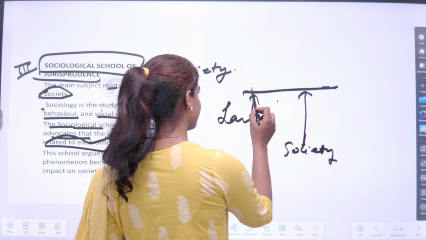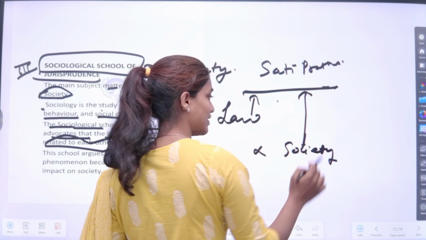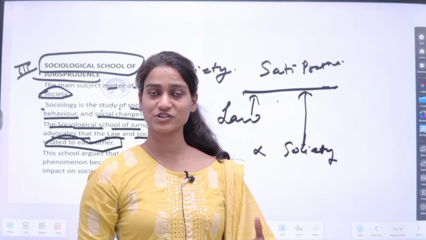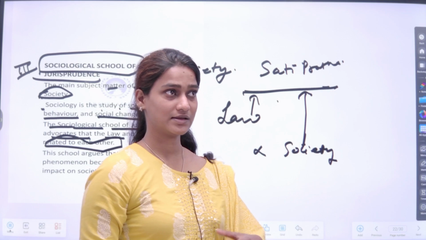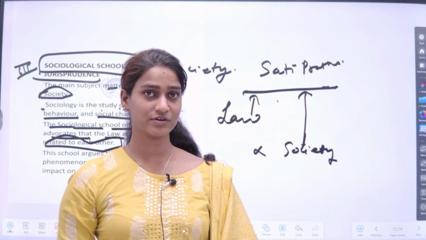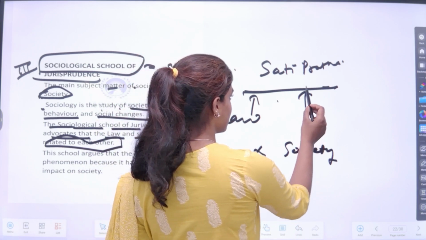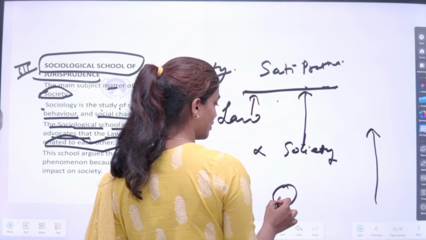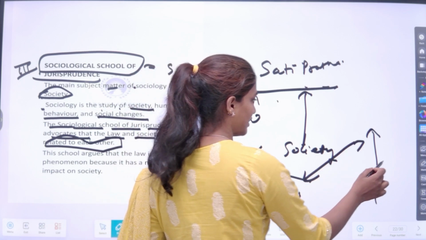Let's take for example Sati Pratha. When Sati Pratha was introduced, society was much more primitive. If a similar law were made in present modern society, do you think it would be followed? Obviously not, because society has now progressed to this extent. The law is here, so there should not be a gap between law and society.